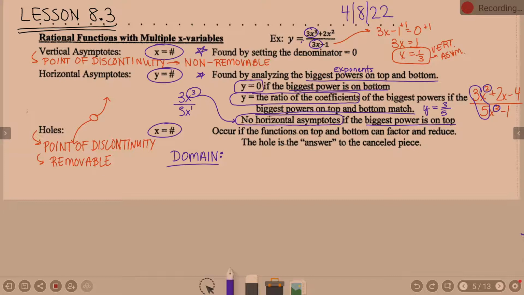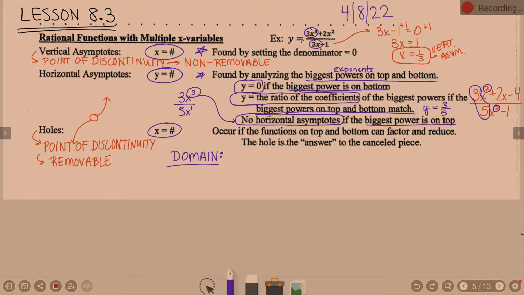What kind of domain did we have on those graphs yesterday? Okay, it was all reals except x equals a number, and that x equals a number was the vertical asymptote also, wasn't it? Well, the domain's going to be the same on these. It's still going to be all reals except any vertical asymptotes or holes.